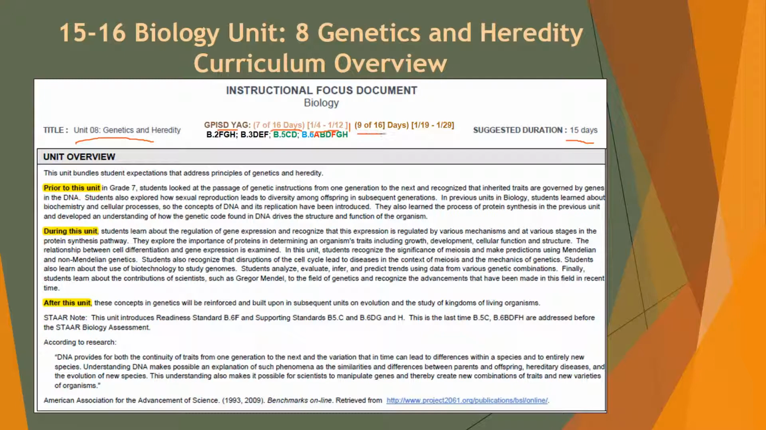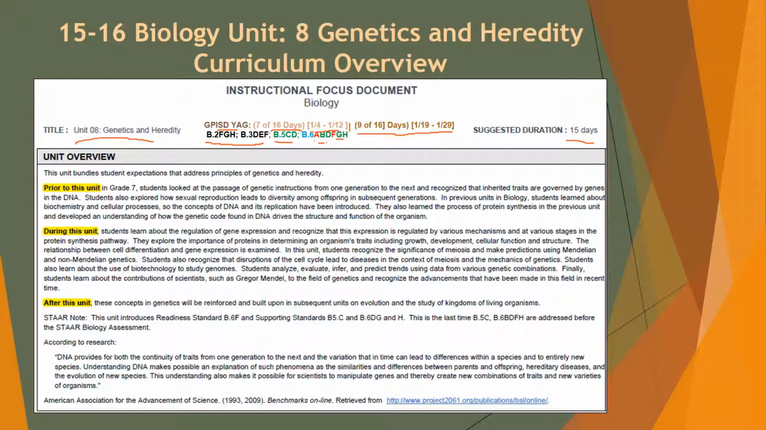Now, the second semester will start with quarter 3, and we'll pick up this unit on January 19th through the 29th. As you see below, our processing skills are noted in black, our supporting standards are in green, and our readiness standards are in red.